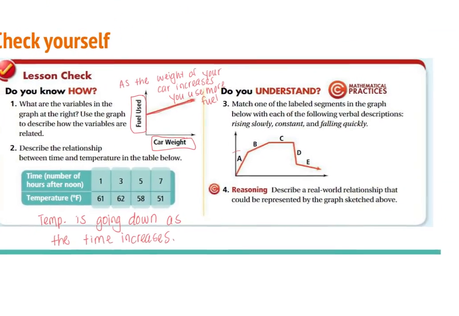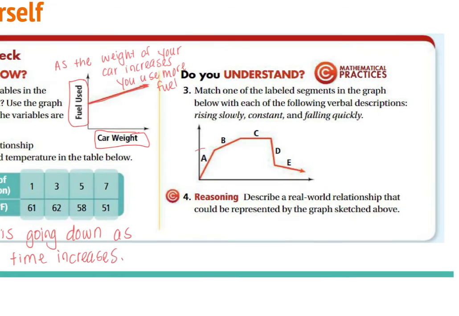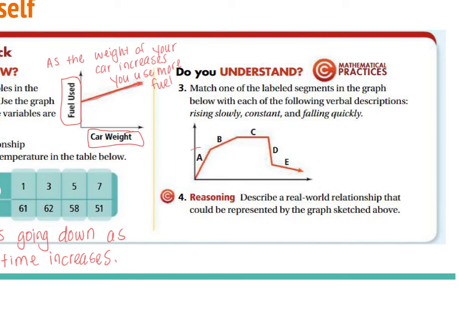Okay. All right, match one of the labeled segments in the graph below with each of the following verbal descriptions. It's either rising slowly, it's constant, or it's falling quickly. Well, A is rising, right? But that's rising pretty quickly. So I would label rising slowly as B, okay? Because it's going up, but it's going up slowly. So B is going to be our rising slowly.